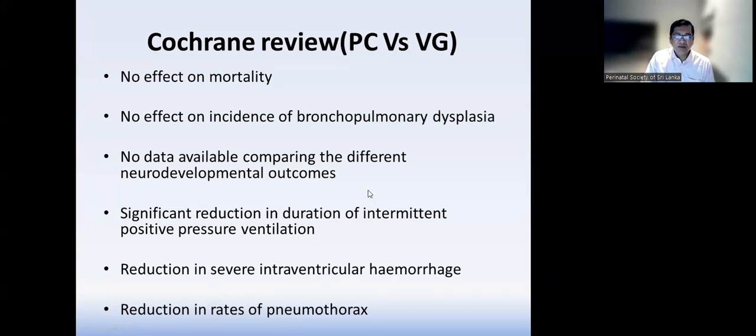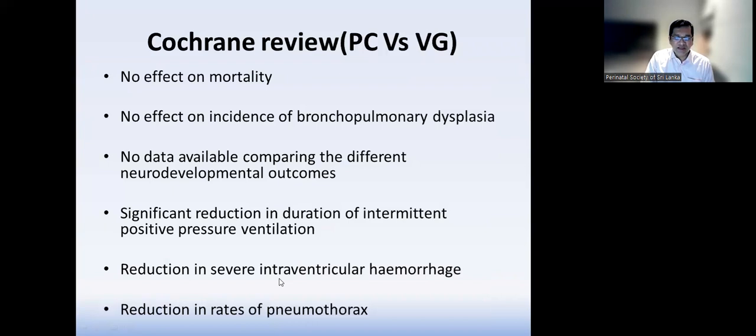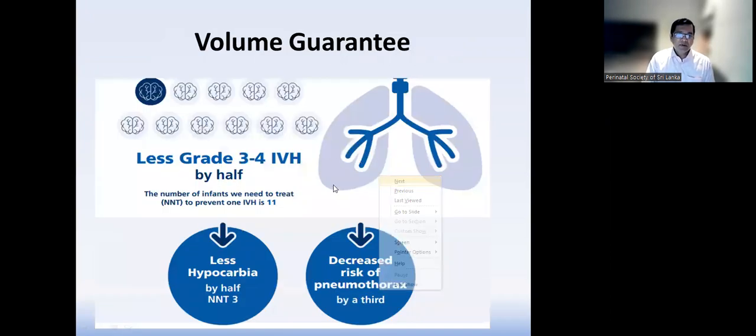and also reduction in the rate of pneumothorax. Air leak syndromes are much less when you use volume guarantee ventilation. So there are enough and more advantages to practice volume guarantee ventilation. And this is another slide from a peripheral project from UK. And less grade 3 to 4 intraventricular hemorrhage, it reduces by half, and less hypocarbia and decrease in air leak syndromes. So a lot of advantages.